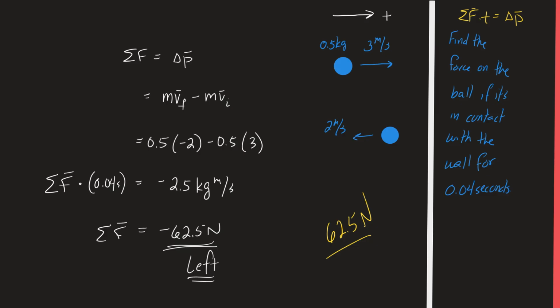Some more things you should probably add to your notes. Things of value to me, but I'm not sure how you're going to put them in there. The ball was in contact with the wall for 0.04 seconds. It's important for you to note that during that time, while the ball is in contact with the wall, the ball applies a force on the wall, and the wall applies a force on the ball. Those forces are equal and opposite.